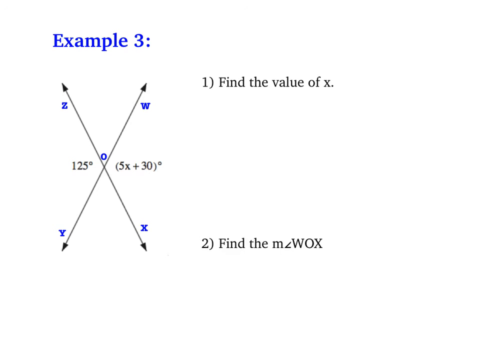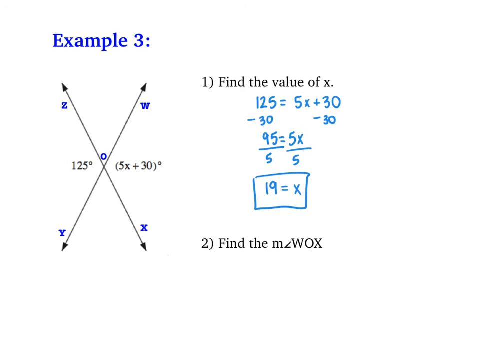In our final example, we're going to use that same mentality. I know that each vertical angle has to be equal to the other. So here I have that 125 is equal to the (5x + 30) angle. Notice I dropped the parentheses since nothing was in front of them. It doesn't affect anything. To solve this, I first have to subtract 30 from both sides. That leaves me with 95 is equal to 5x. My final step is to divide by 5, and that leaves me with x equal to 19.